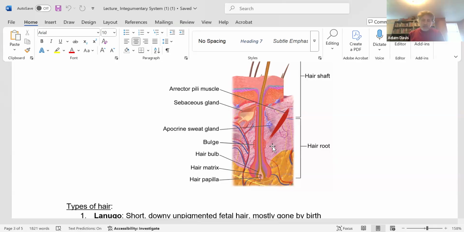All right, so that is our reflex action there with the erector pili muscles and the shaft of the hair. And those are the parts of the shaft of our hair that you can see at work here.